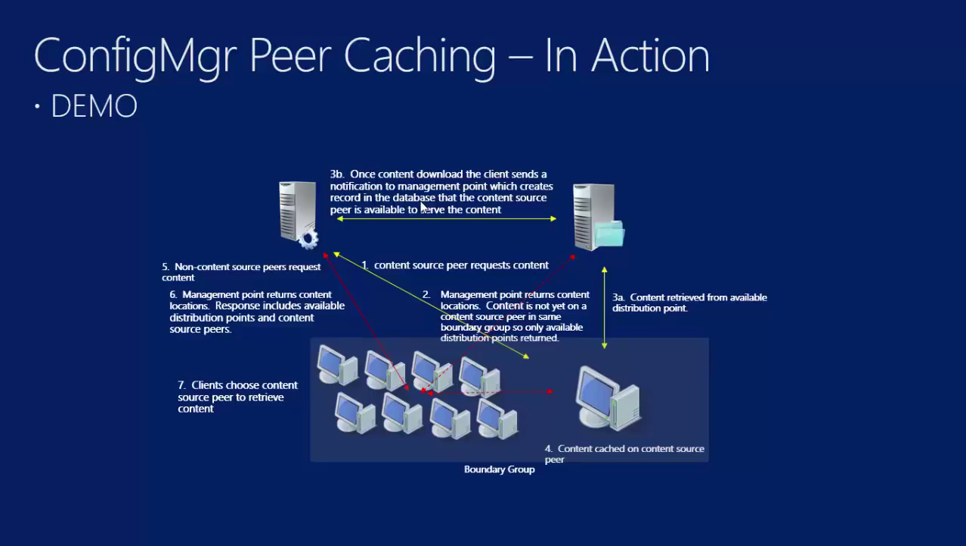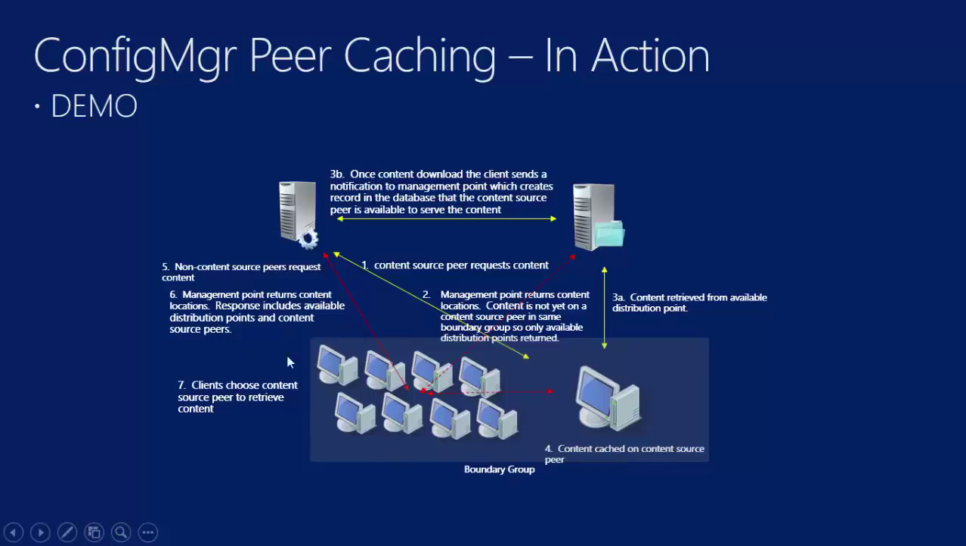So just make sure you do these things the right way and let the tools do any deletion of the cache that you want to do, especially on super peers. Okay, so that happens. Great. So then the content is cached on the content source peer, the super peer.